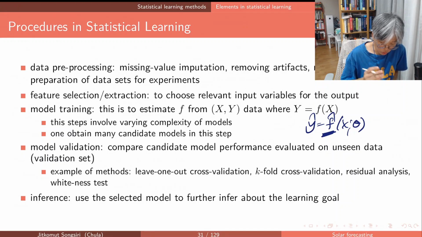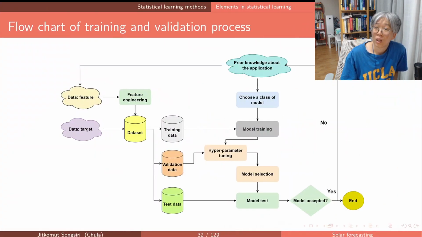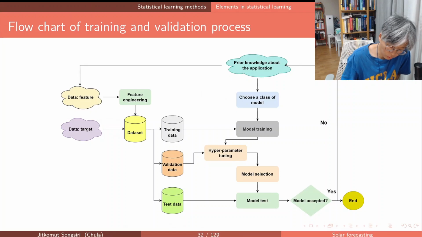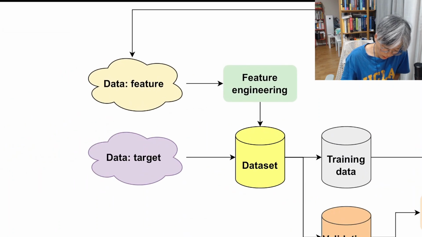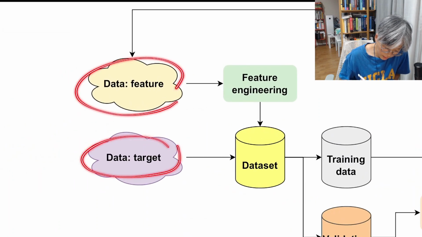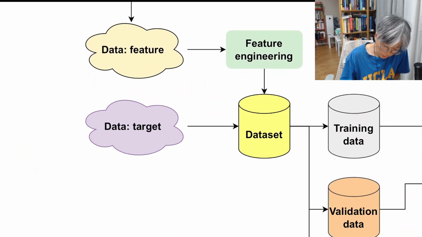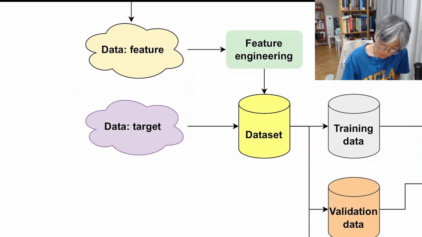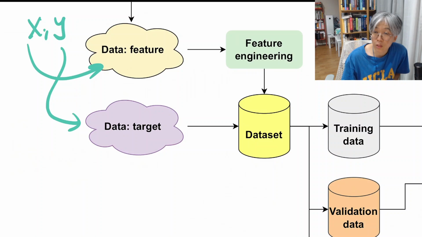So you're gonna use the model for prediction or other purposes. If you try to explain everything in this flow chart, we start with the data set. Now you're gonna prepare X and Y in this symbol, right? Y is your target and X is your feature.